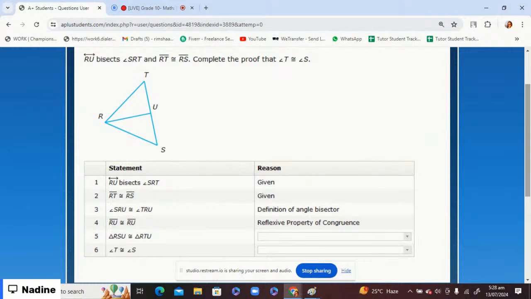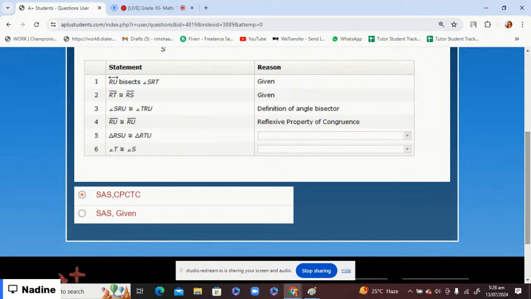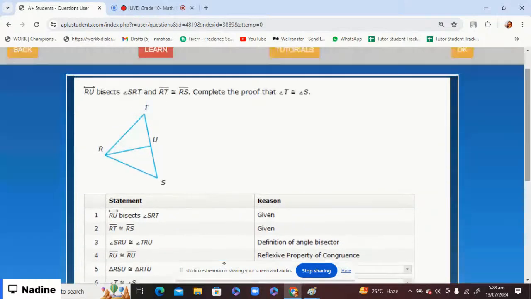Then they are saying that the triangles TUR and SUR are congruent. So in the end the angles are the same, so it means side angle side and corresponding parts of congruent triangles are congruent.